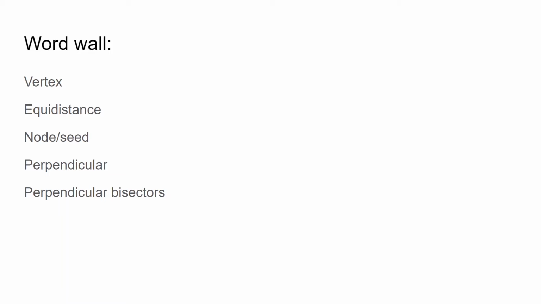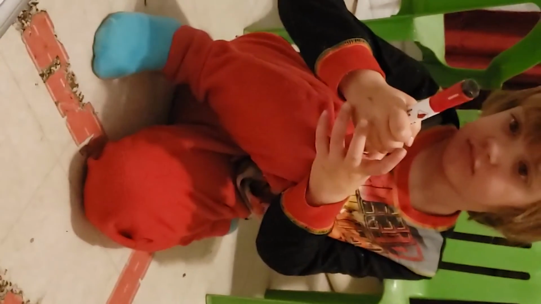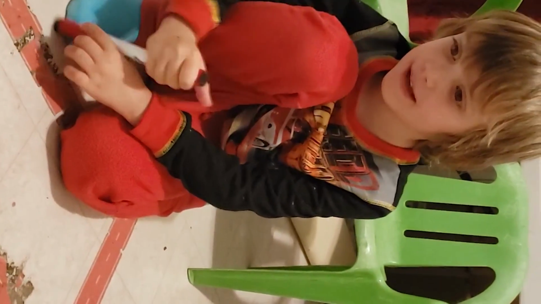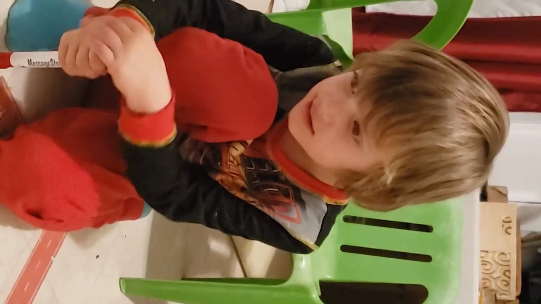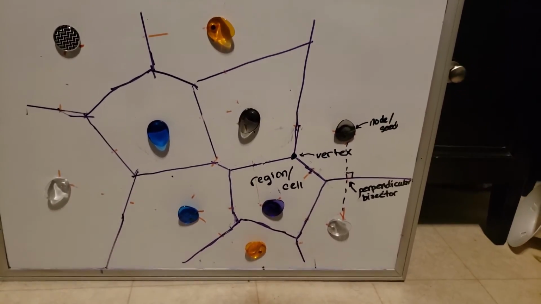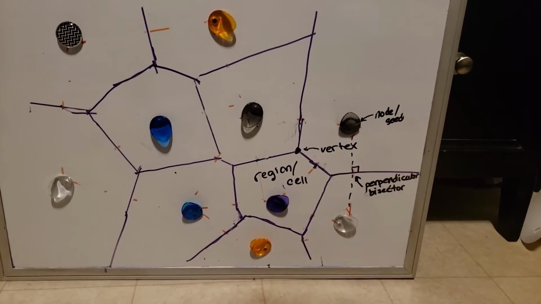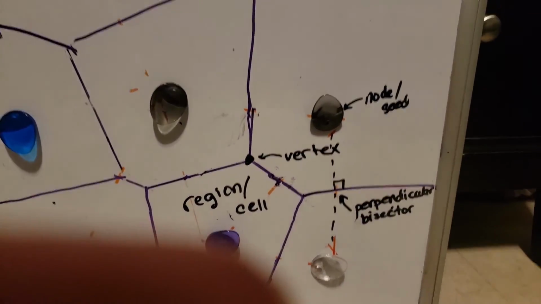I would also create a word wall so that we could practice the new vocabulary while we draw our Voronoi patterns. That's called, what is that called, Isaiah? The middle. The middle is called the equidistance. Here is the finished Voronoi pattern. We erased the orange lines and we're left with the cells.